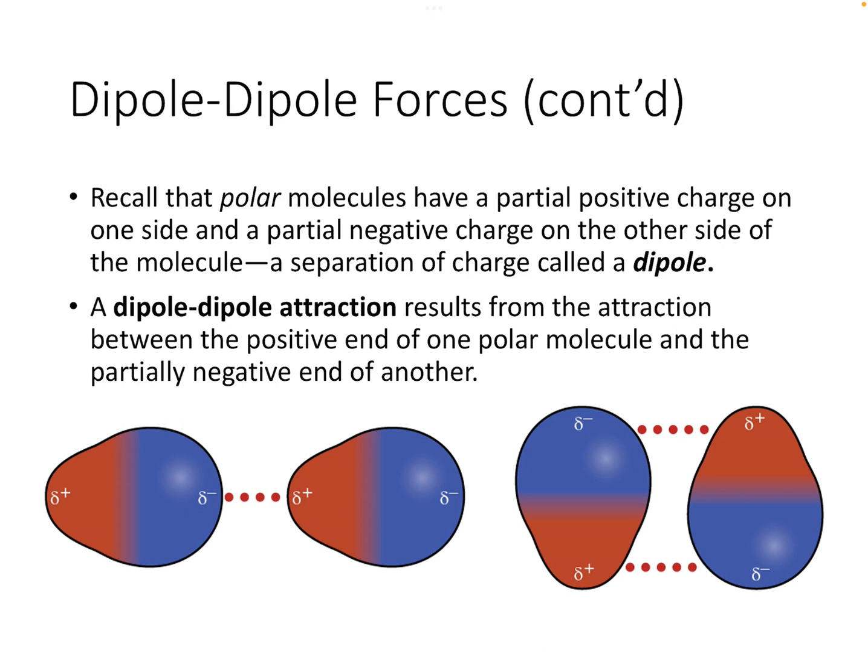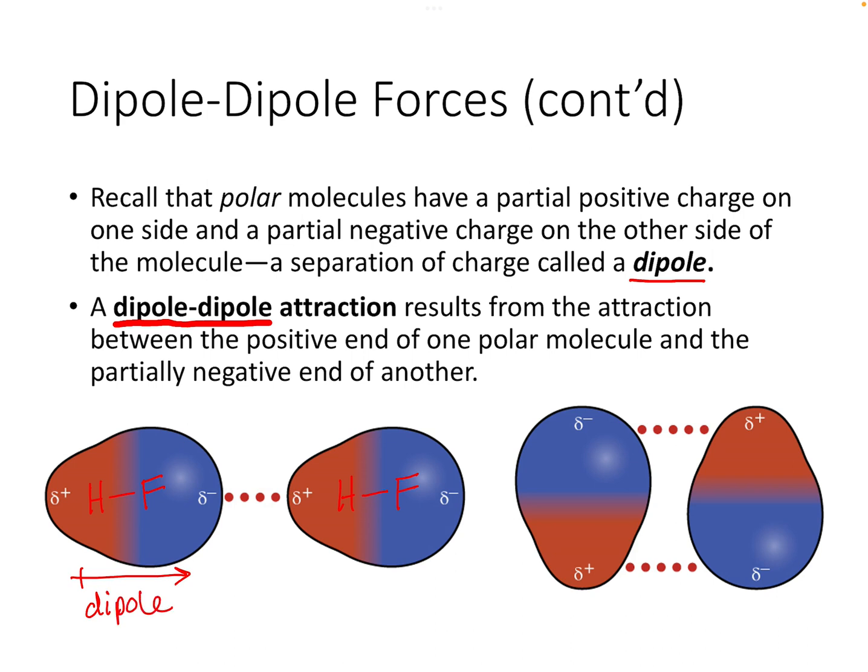So since polar molecules have a partial positive charge on one side and a partial negative charge on the other side, we can actually call this a dipole. Now, if we have two molecules lined up next to each other, we get a dipole-dipole attraction. So for example, down below we have HF again. And we've got our partial negative side with fluorine and our partial positive side with hydrogen. And this creates a dipole.